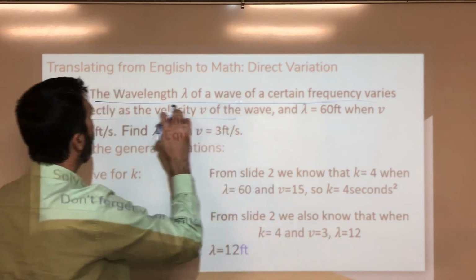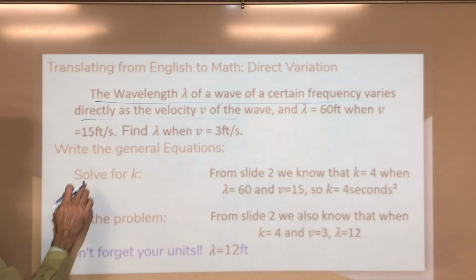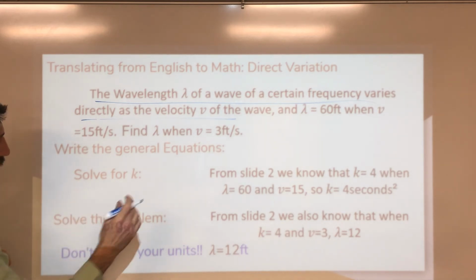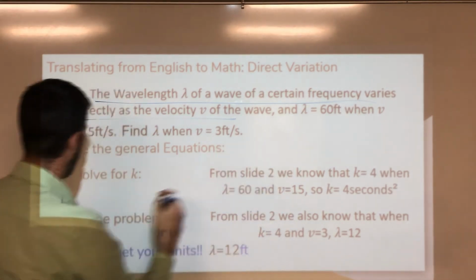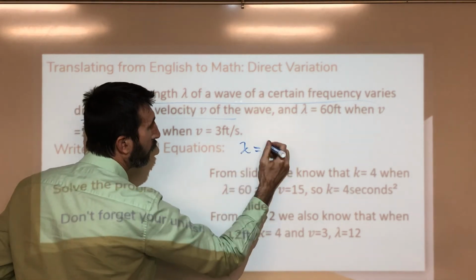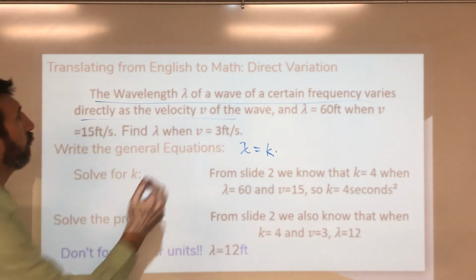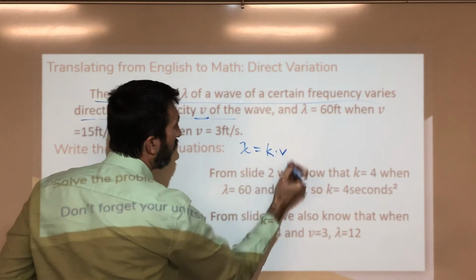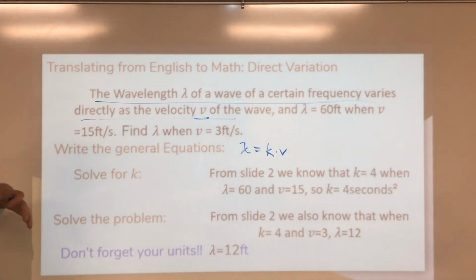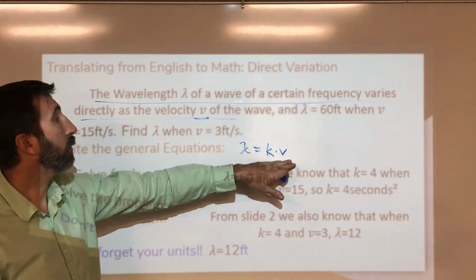Lambda, the wavelength lambda, varies directly. So lambda equals k times something. Now what does it vary directly with? It varies directly with the velocity v. So the first thing we want to do is write our general equation. Lambda equals k times v.